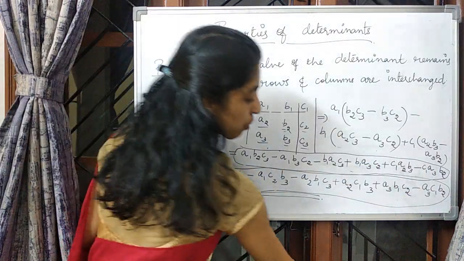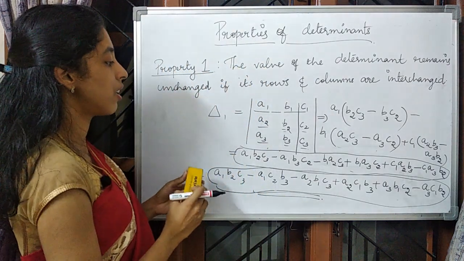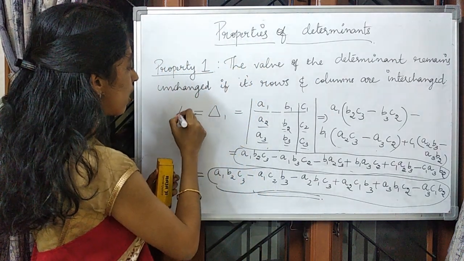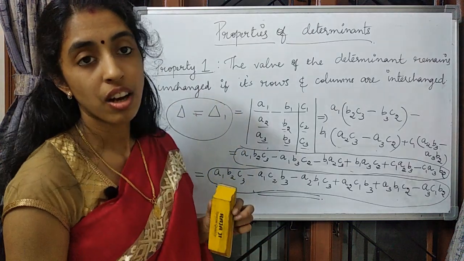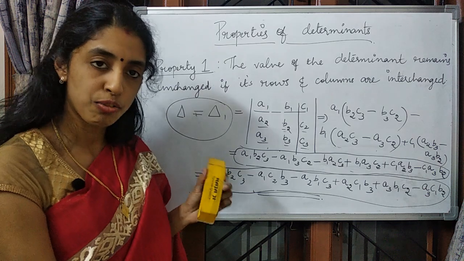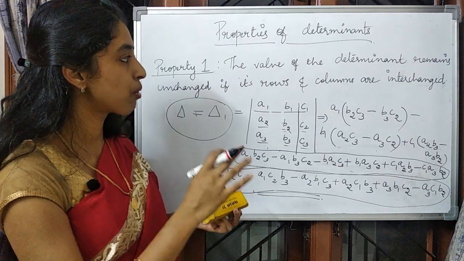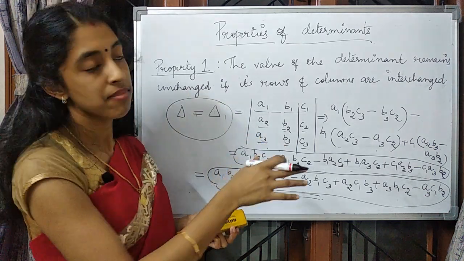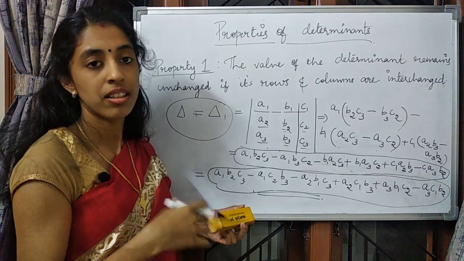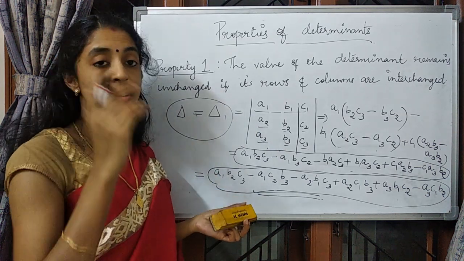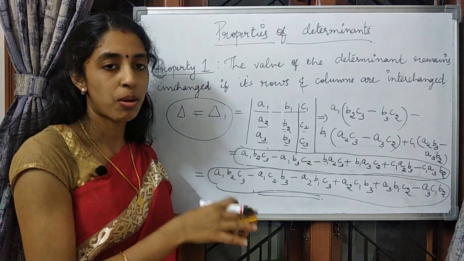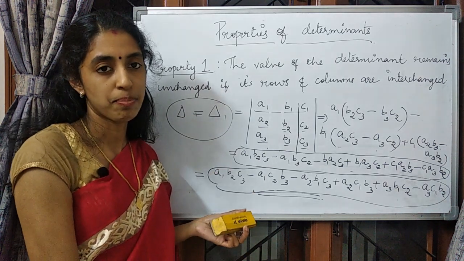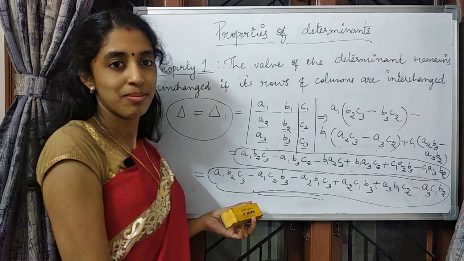That is, we have proved property 1. Here delta 1 is equal to delta. On interchanging the rows and columns, we get the same value of the determinant. Thus we proved property 1: the value of the determinant remains unchanged if its rows and columns are interchanged. You have to learn the property with the proof. So keep practicing. Thank you.